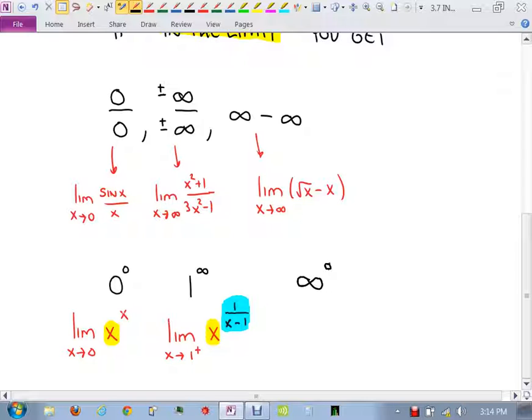Let's see. Trying to think if there's any others. Can you all think of any others? Can you all think of anything that might cause an issue? Hold on, let me go with the first one I heard. 0 or infinity times 0. That's a good one. Because what happens is the factor on the left wants to become huge, right? But the factor on the right wants to become small.